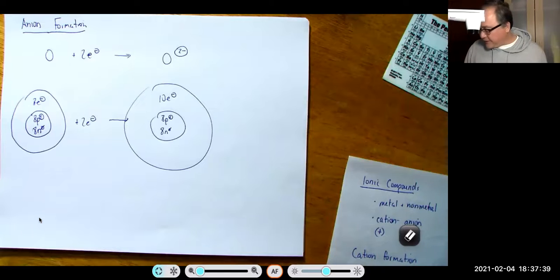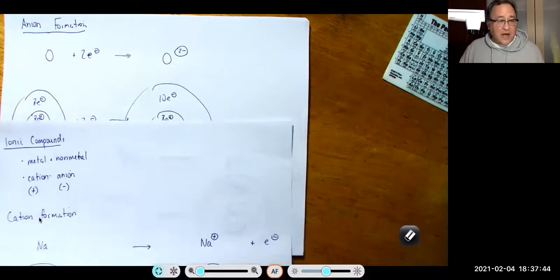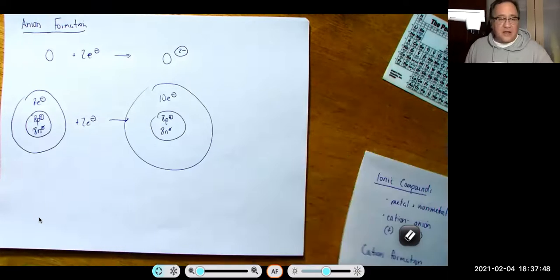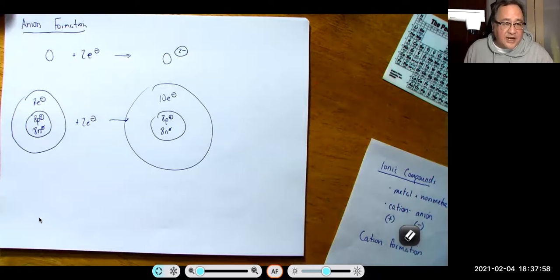So why do these atoms form these ions? These are real ions that form. These aren't pretend ones. And the question is why do they form these ions? The answer is because they become stable. And once you become stable, it's hard to change them.